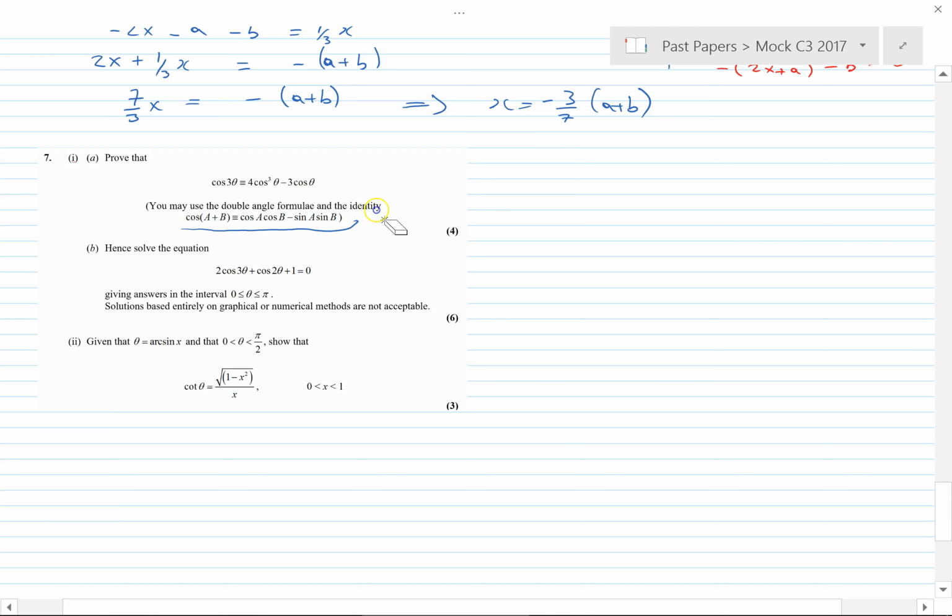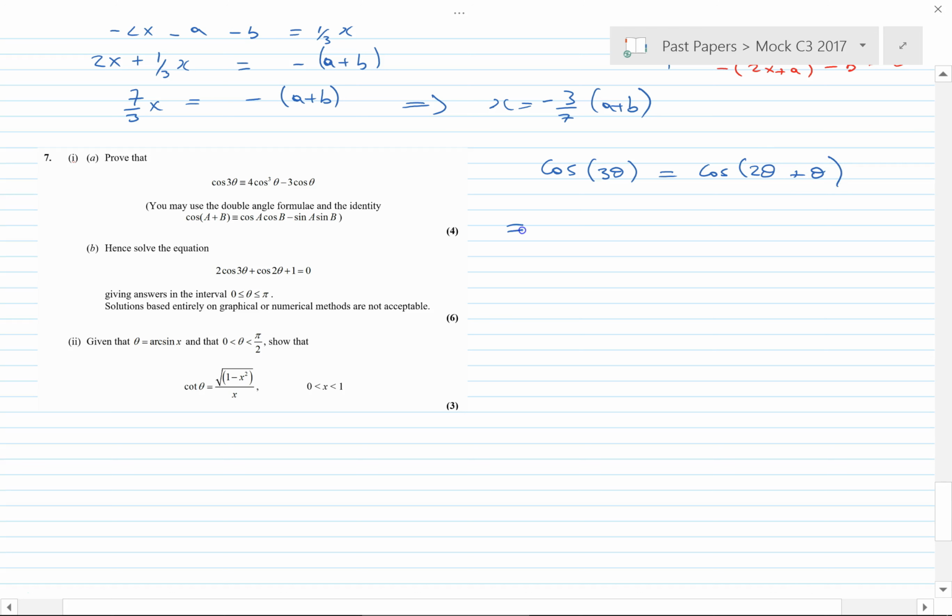So I think that's why they put that there, because they were worried that some students might have thought that this was something that needed to be proved, which it can be, but it's certainly not what they're asking for. So first of all, what we're going to do is call cos 3 theta equal to cos of 2 theta plus theta.